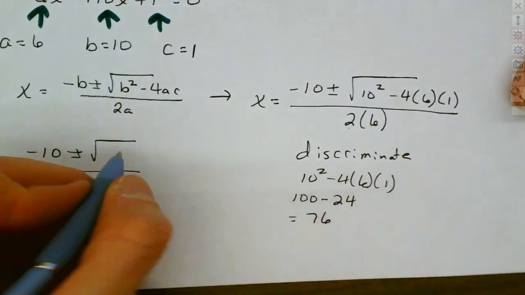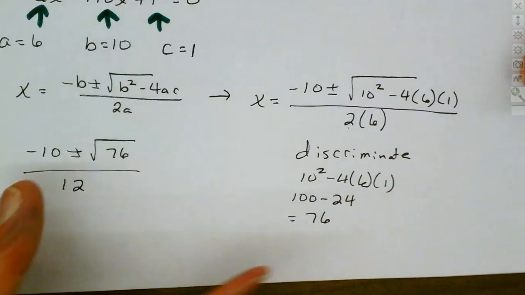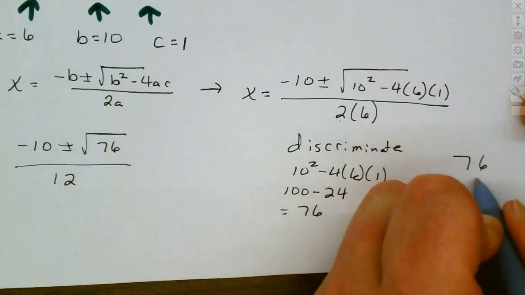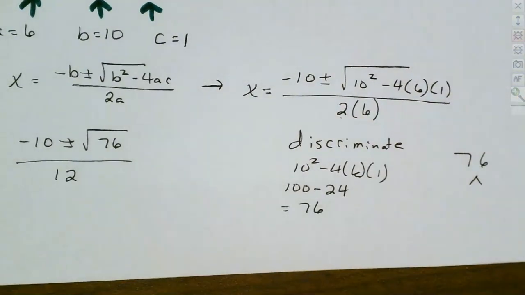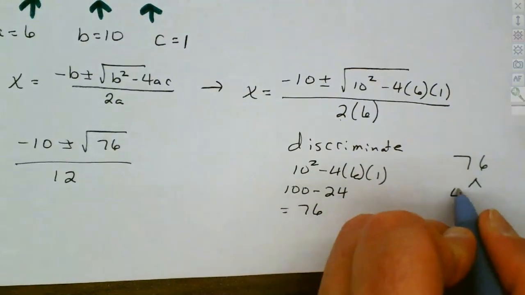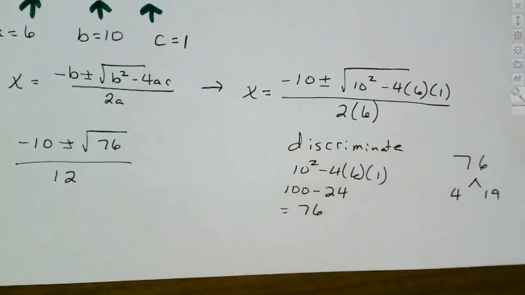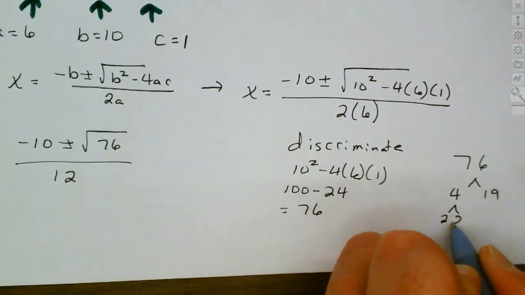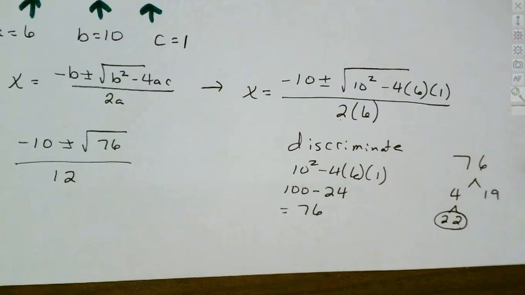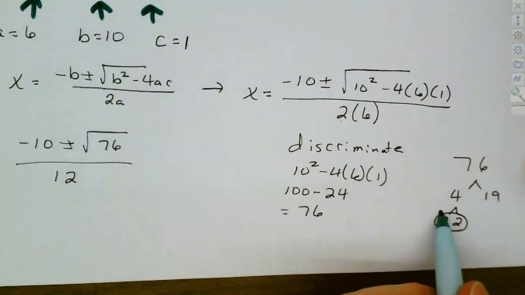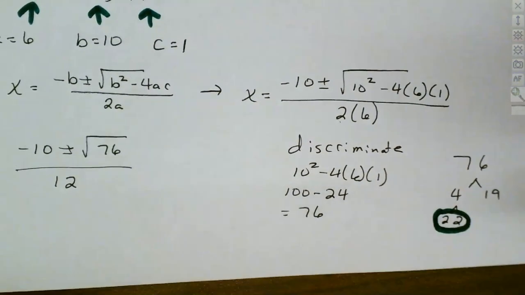And what do we know about 76? Can 76 break down? I think it can. 76, it's an even number, so let's try a 4. Well, if I use a 4, that's 4 and 19. And does 4 break down? Yes, 4 is a perfect square of what? 2. So that's going to come out. Now we'll rewrite it, and then we'll make sure our answer matches up with the key.